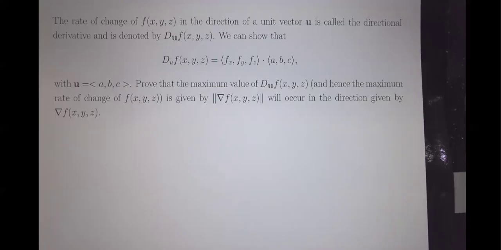Okay, so we define the rate of change of f in the direction of a unit vector u as the directional derivative D sub u. D sub u is equal to the dot product of the gradient and a unit vector. The maximum value of D sub u, we want to prove, is the length of that vector and is in the direction of the gradient.